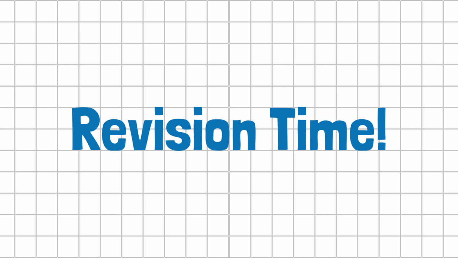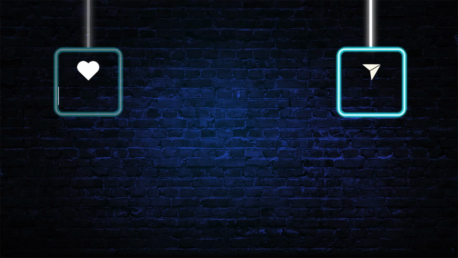Final review. Great job! Let's quickly revise. A fraction shows a part of a whole. The numerator tells how many parts you have. The denominator tells total equal parts. The line means division. Keep practicing and you'll become a fraction expert in no time.